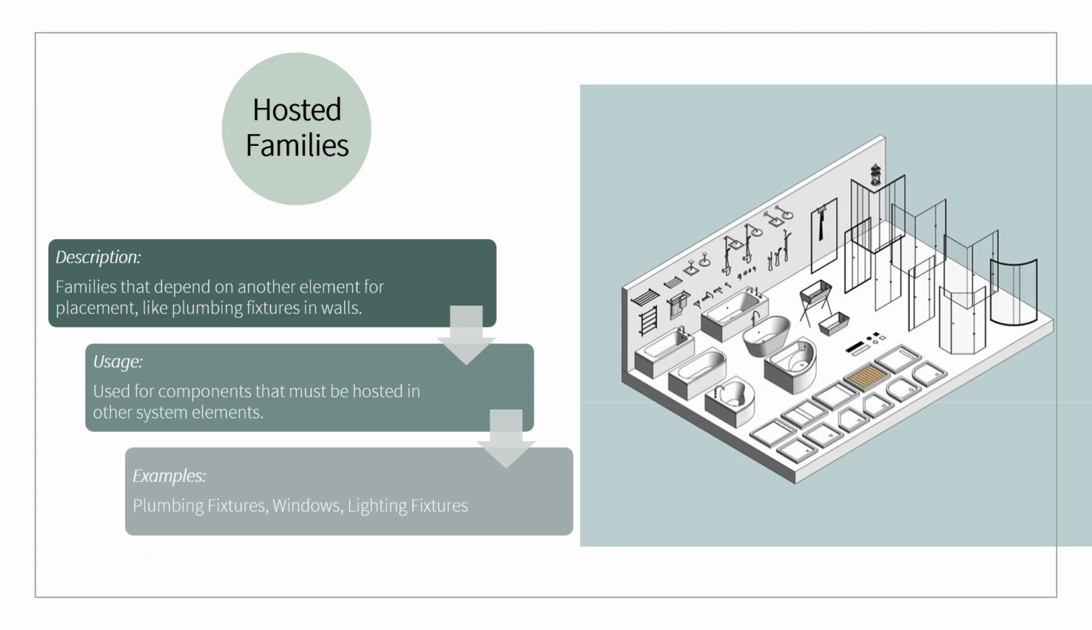Now, let's discuss hosted families. These families are dependent on another system element for their placement. For instance, plumbing fixtures need to be placed within walls or floors, and lighting fixtures need to be hosted in ceilings or walls. Hosted families cannot exist without their host element. When you move or modify the host element, the hosted family moves with it. For example, when you move a wall, any plumbing fixtures hosted within that wall will also move accordingly. Hosted families are ideal for elements like plumbing fixtures, windows, and lighting fixtures that need to be placed inside other components of the building.